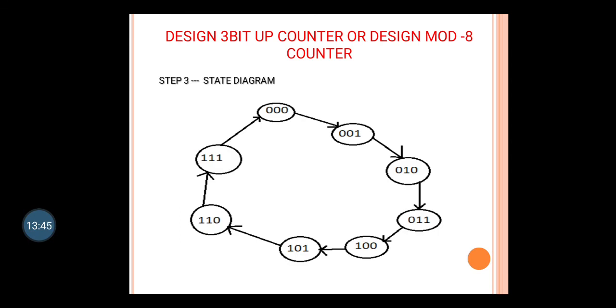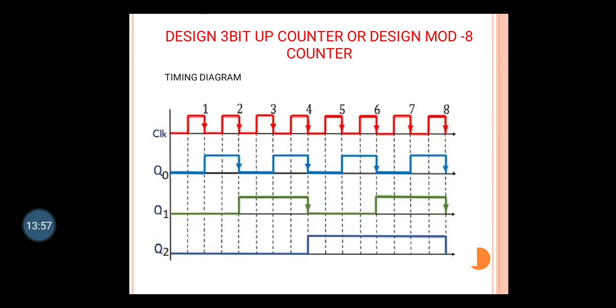Then next is the state diagram. Since it is going to count the states, all states are shown here, and then coming back to the initial state 0, 0, 0. This is the timing diagram of the 3-bit up counter. 8 clock pulses are required, and draw Q0, Q1, Q2 from the truth table.